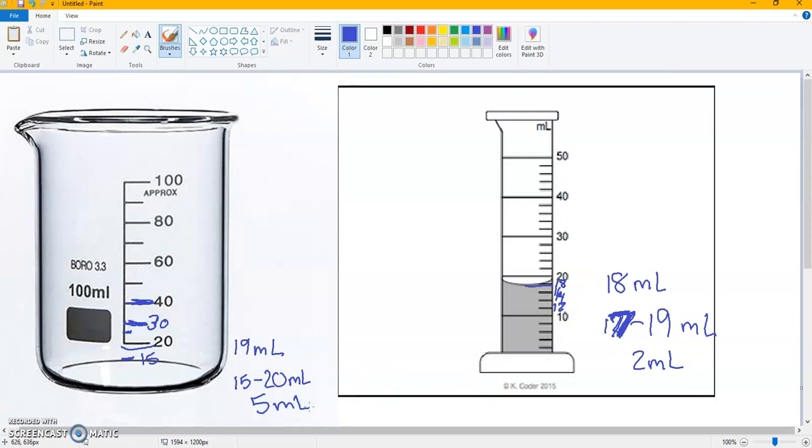So as a scientist, I know that my graduated cylinder is giving me a much more exact measurement than the beaker. But we don't always know exactly what instrument they used in order to measure a value. So how we do it is we use significant figures to tell people how accurate the measurement is. Okay? All right, so there are a few rules with significant figures, and we're going to get started with those.